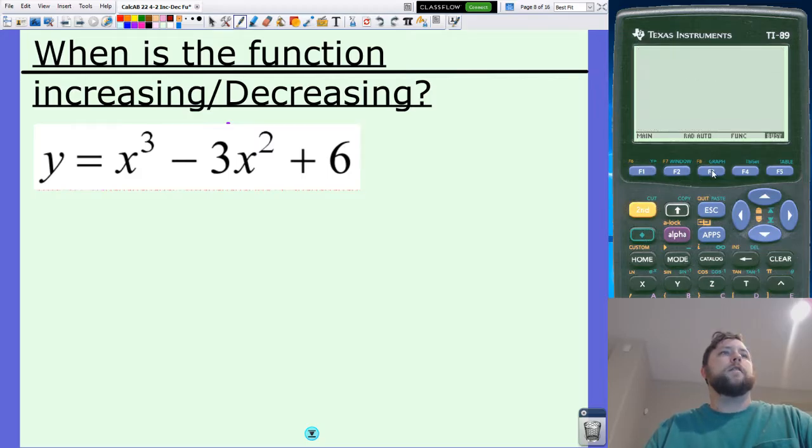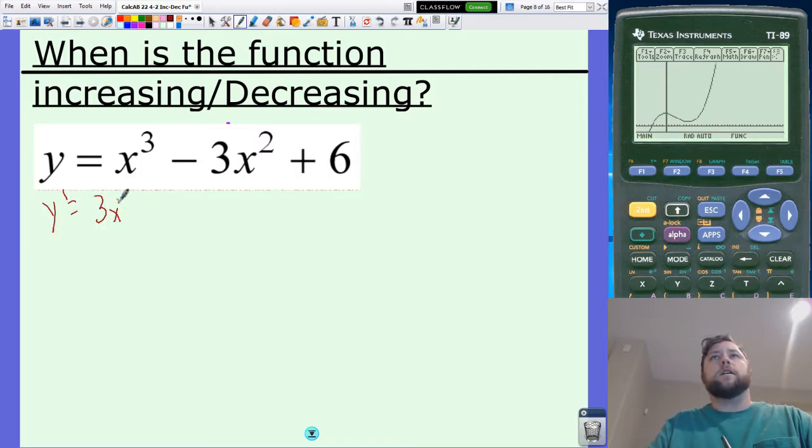That's all I care about. All right, so while that's going, and I'm going to have to reset that window, you've got to find your derivative. It's going to be 3x squared minus 6x, and I want to set that equal to 0.